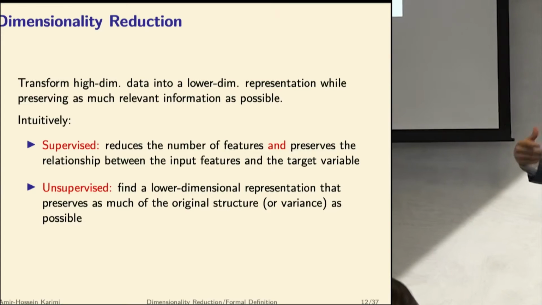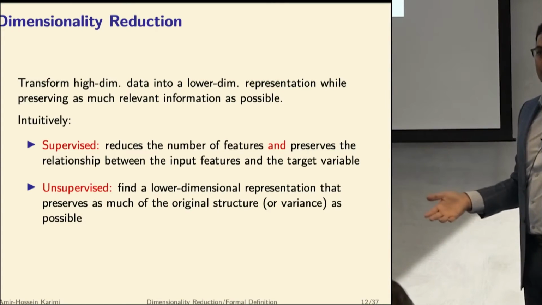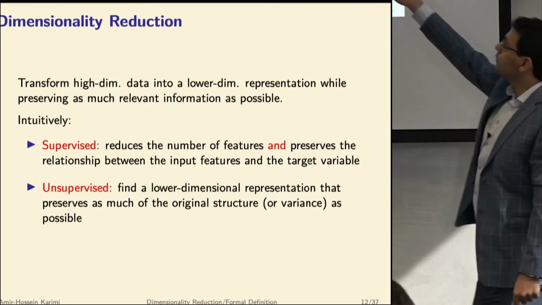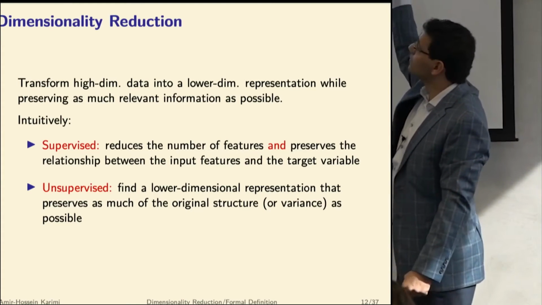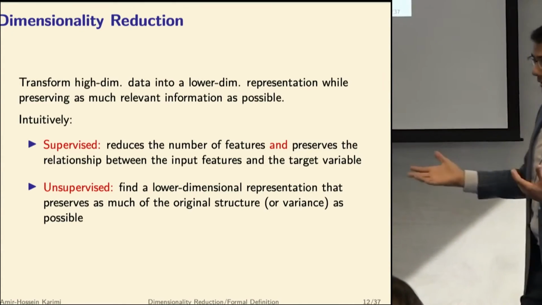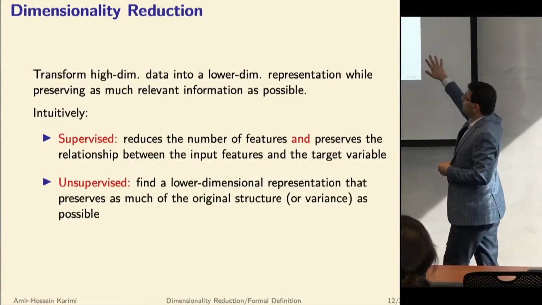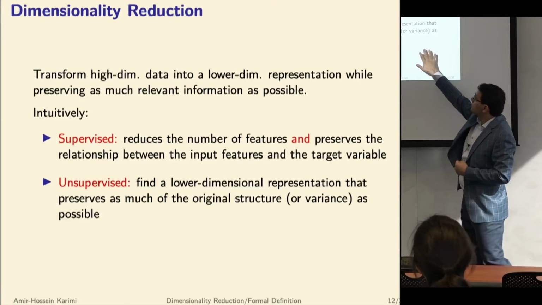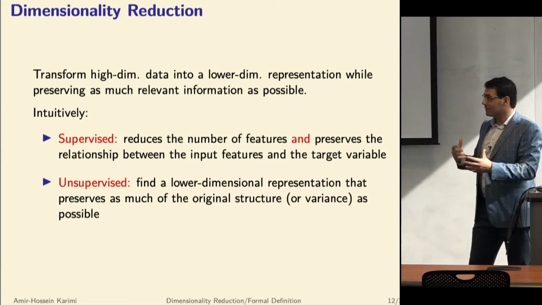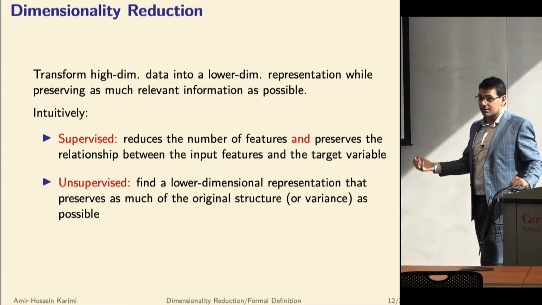In a domain where we have associated Y labels for data X, which is not the case we're considering here, we're reducing the number of features while at the same time preserving the relationship that exists between the X covariates and the Y targets. In the case that we're studying today, we're trying to find a lower dimensional representation that preserves as much as possible of what is called the original structure. And we'll see that the structure corresponds to the variance that exists in that data set.